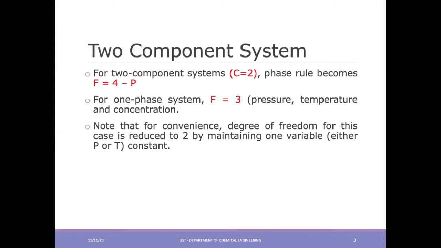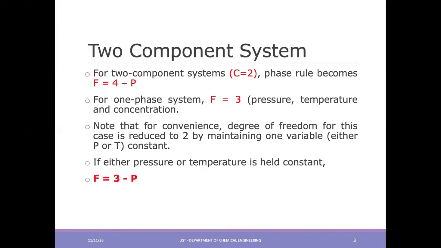So thus, for convenience, the degree of freedom for this case is reduced to 2 by maintaining one variable, either pressure or temperature, to be constant. So therefore, if either pressure or temperature is constant, our equation would be F is equal to 3 minus P.